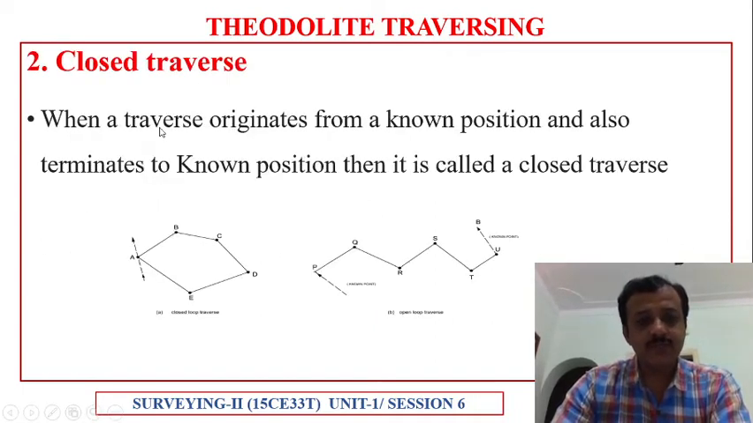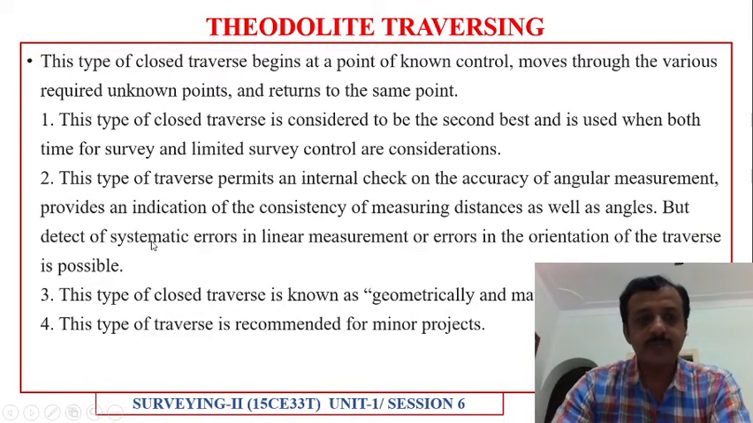Now closed traverse. When a traverse originates from a known position and also terminates at the known position, it is called a closed traverse. This type of closed traverse begins at a point of known control, moves through the various required unknown points and returns to the same point. See here, it returns to the same point.